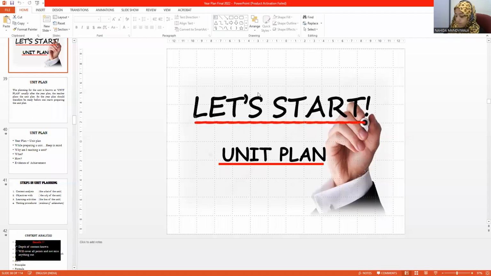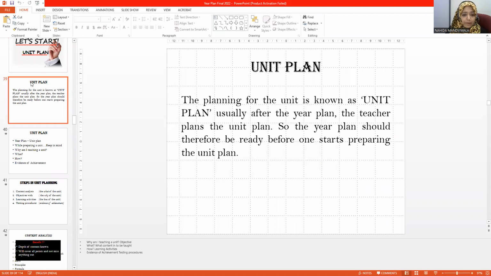So let's start with the PPT. I'll just put on the PPT. Okay. So this is what a unit plan is. Now, unit plan. When do you plan for a particular unit? Will you plan it before the year plan or after the year plan? Well, a unit plan you should usually start after the year plan is prepared. Okay. So your year plan has to be ready, and from that you move ahead to the unit plan.